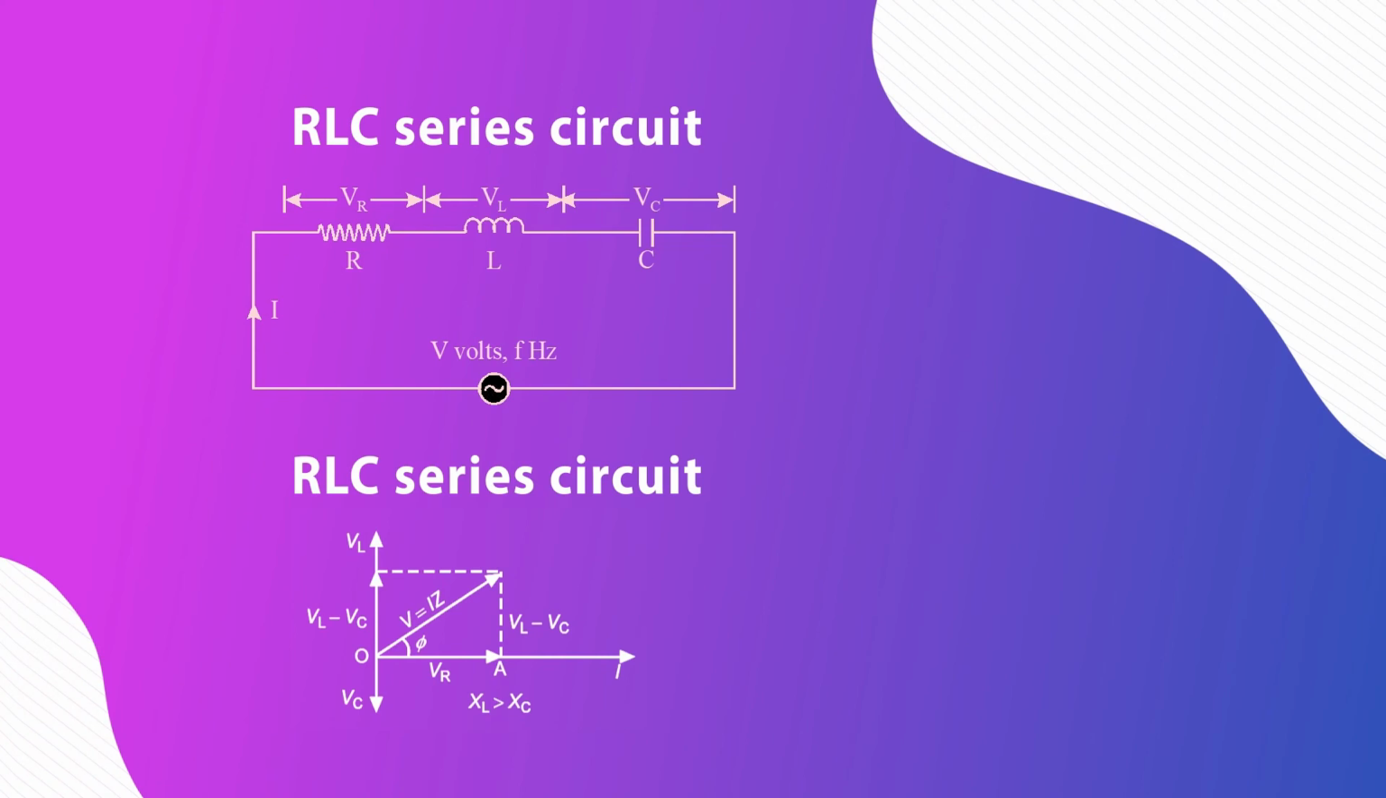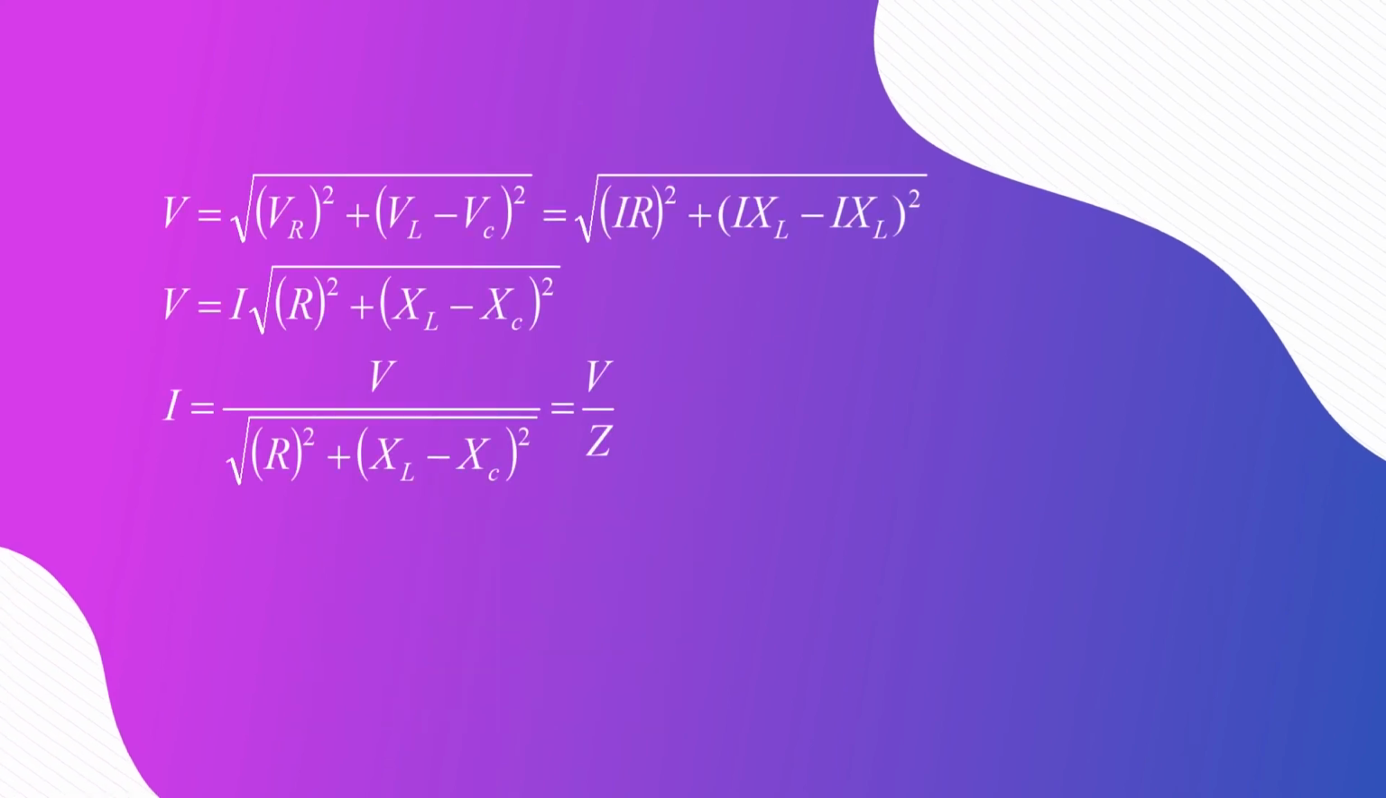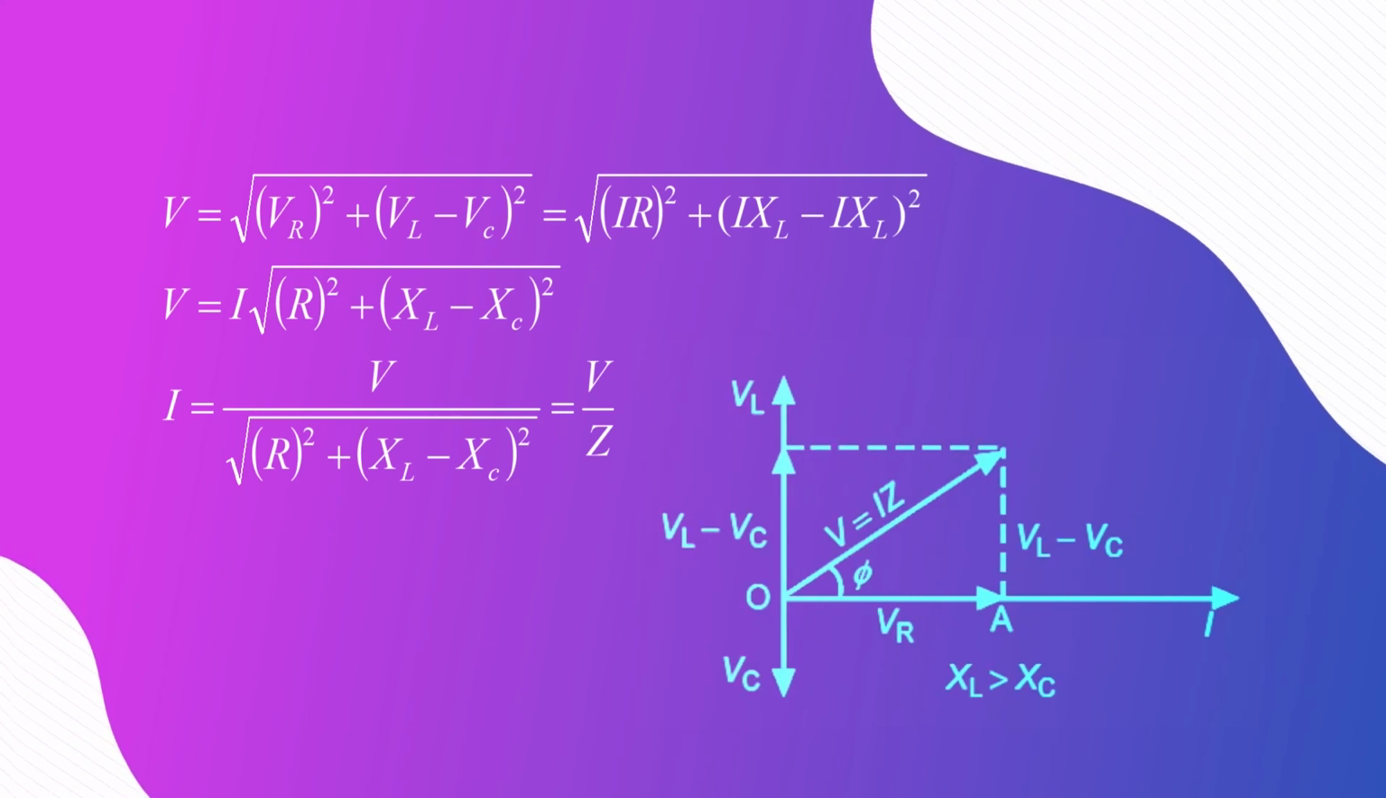So net VL minus VC has been shown in the phasor diagram. Now you have to find out the total voltage V. This total voltage V can be calculated with the help of the Pythagoras theorem. So this V can be written as under root VR square plus VL minus VC whole square.